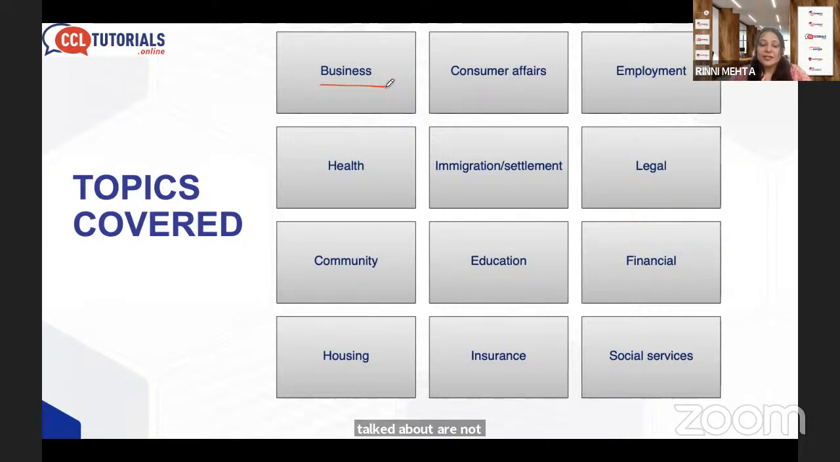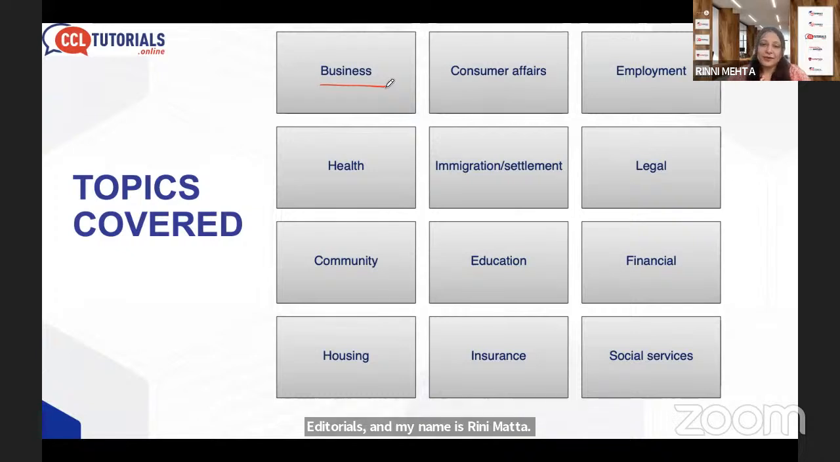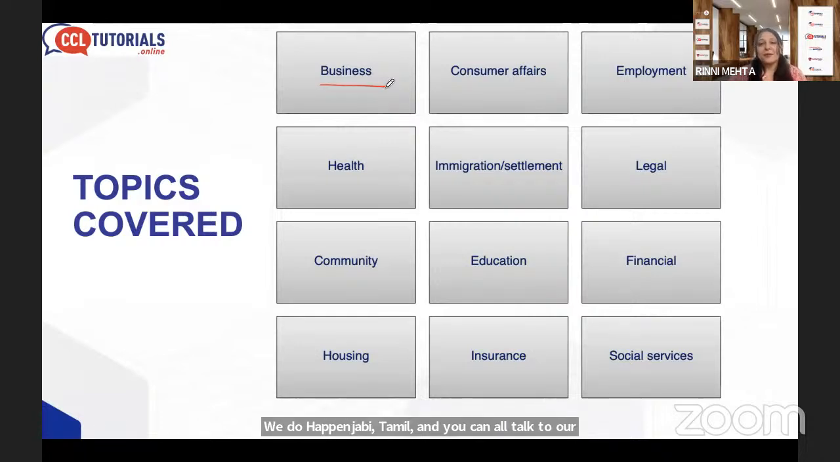This is a special class where I belong to Aussie's group CCL tutorials, and my name is Rini Mehta, for those who joined in late, and I am a Hindi coach here. I do take English to Hindi, and we do have many other languages. We do have Punjabi, Tamil, and you can talk to our coordinators. But what I'm trying to say here is that I will be mainly taking English in this topic.